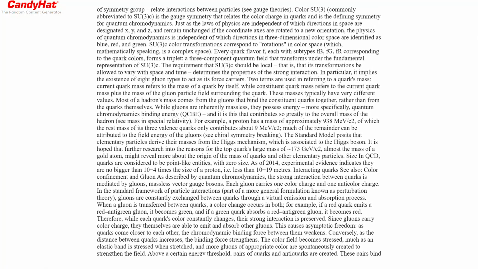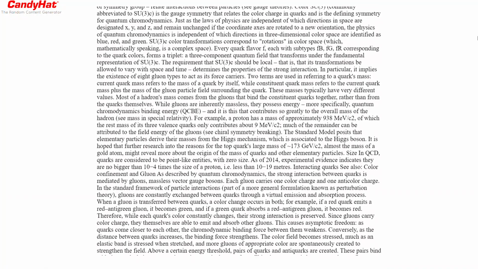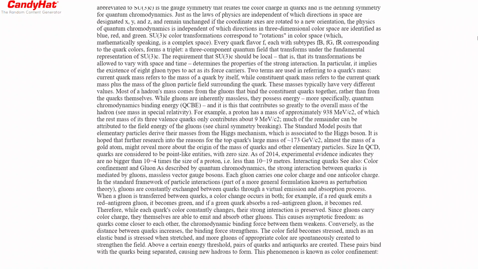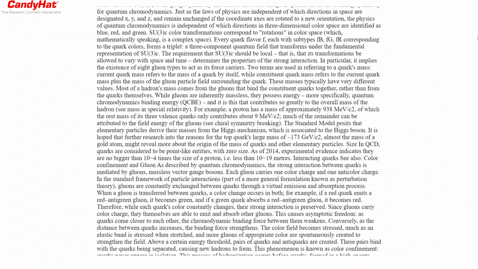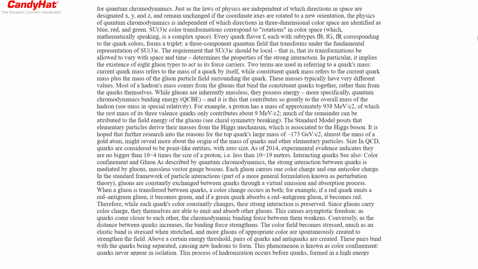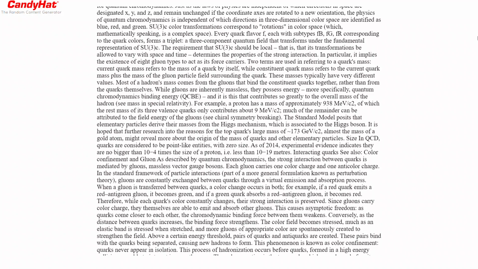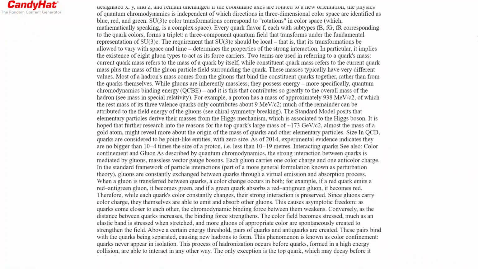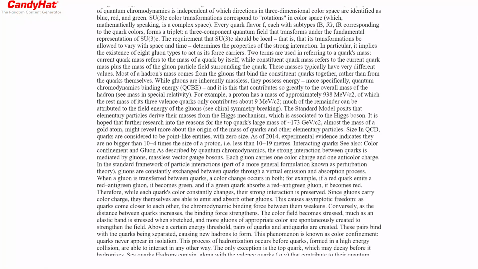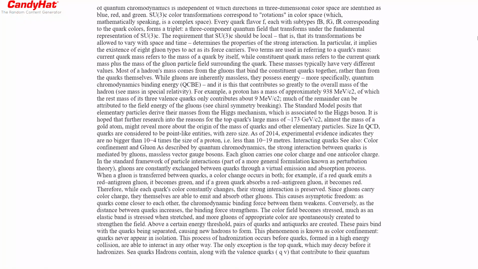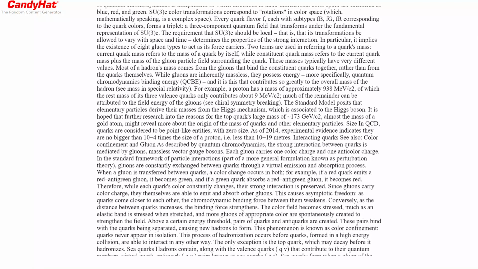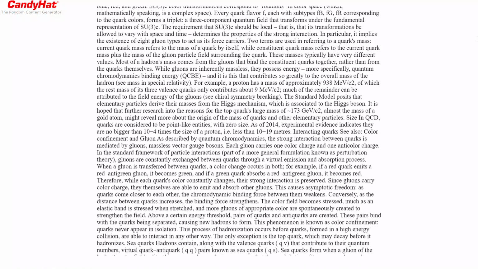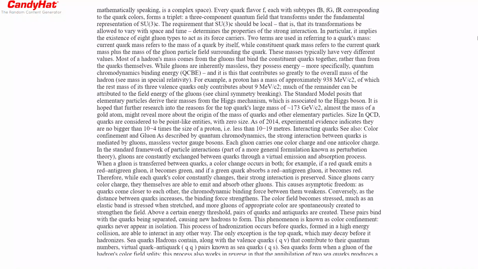Therefore, while each quark's color constantly changes, their strong interaction is preserved. Since gluons carry color charge, they themselves are able to emit and absorb other gluons. This causes asymptotic freedom. As quarks come closer to each other, the chromodynamic binding force between them weakens. Conversely, as the distance between quarks increases, the binding force strengthens. The color field becomes stressed, much as an elastic band is stressed when stretched, and more gluons of appropriate color are spontaneously created to strengthen the field. Above a certain energy threshold, pairs of quarks and antiquarks are created. These pairs bind with the quarks being separated, causing new hadrons to form. This phenomenon is known as color confinement.